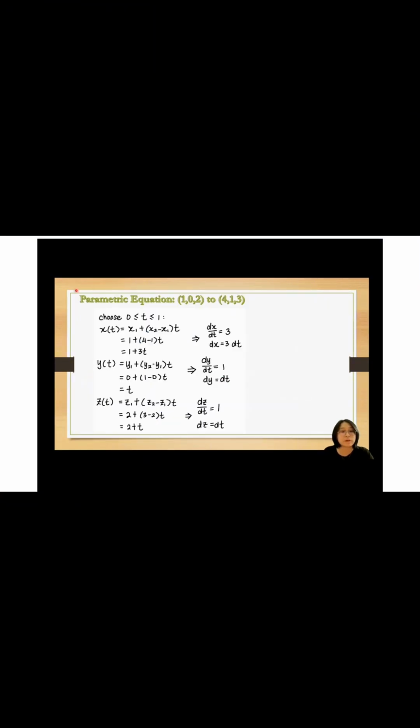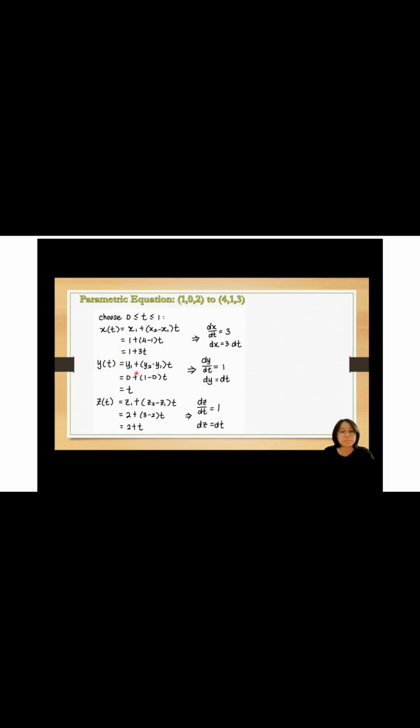And we can compute the parametric equation from the first point to the second point. First of all, we need to choose interval t between 0 to 1. And we can compute also x(t) equal to x1 plus (x2 minus x1) times t. x1 is 1 and x2 is 4. So we will get x(t) equals 1 plus 3t. Same goes to y(t) and z(t).